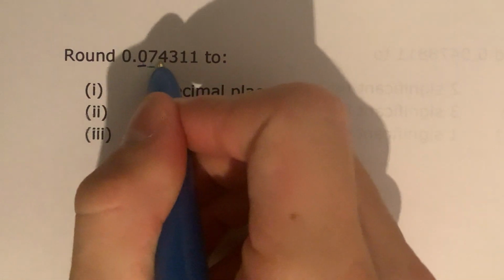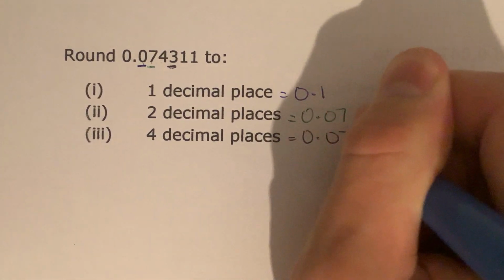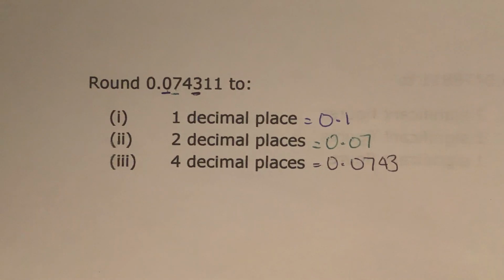4 decimal places. The 4th decimal place is the 3. The 1 after it means we round down, so it stays as 0.0743.